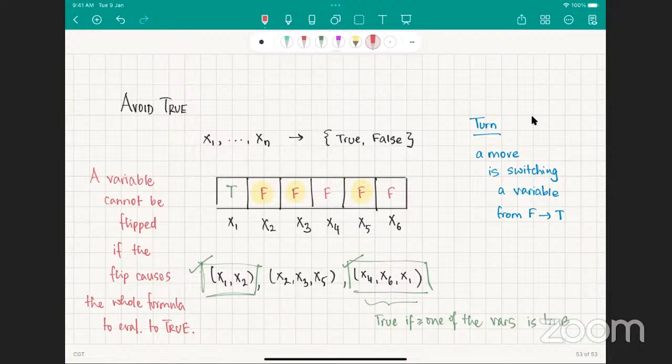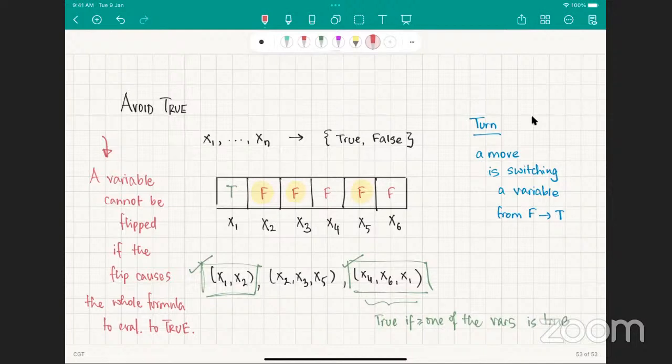A different rule set could also be that you make your moves, and if the whole formula becomes true, then the other player has no moves left. So the first person to make the whole formula true would be the winner. That could be one rule set, but that's not the rule set we are looking at. Here, the variables that make the whole formula true, if flipped, are out of bounds.